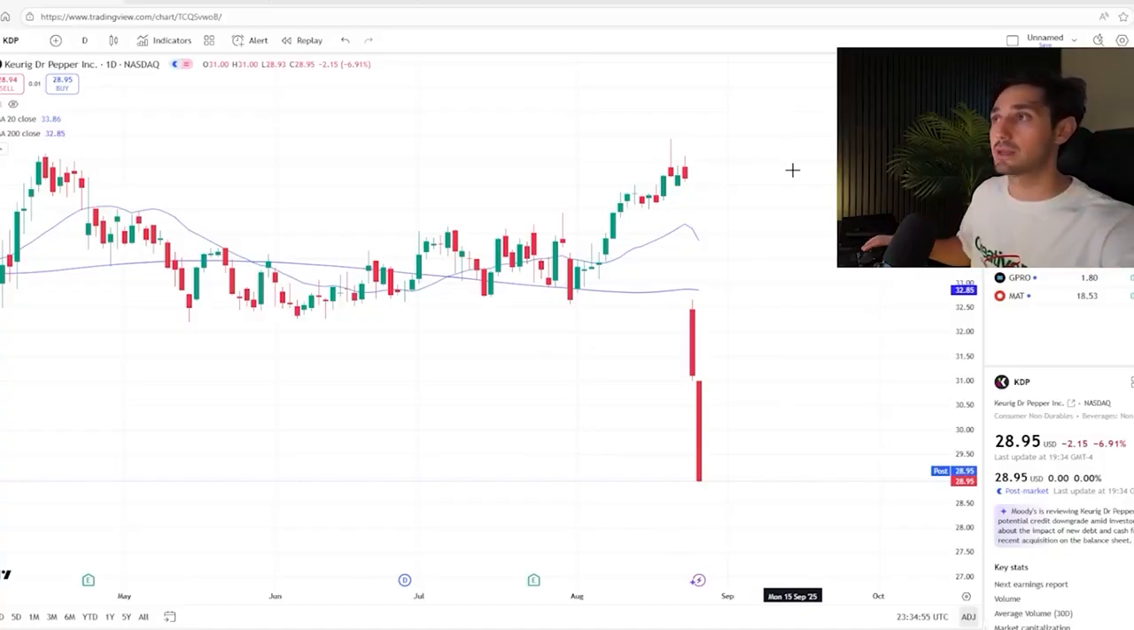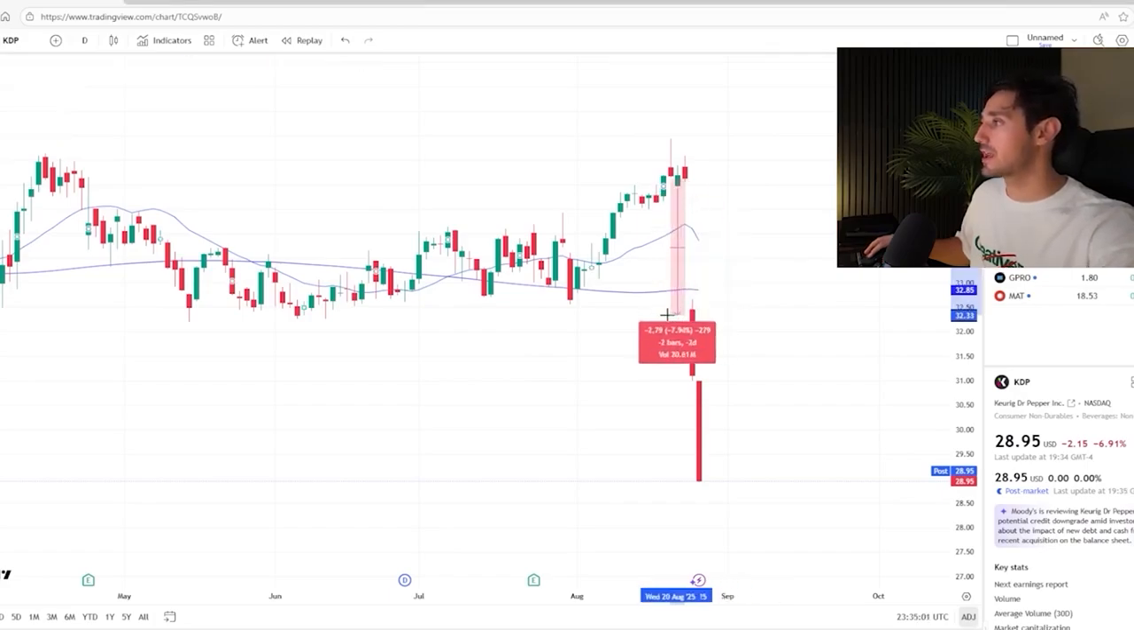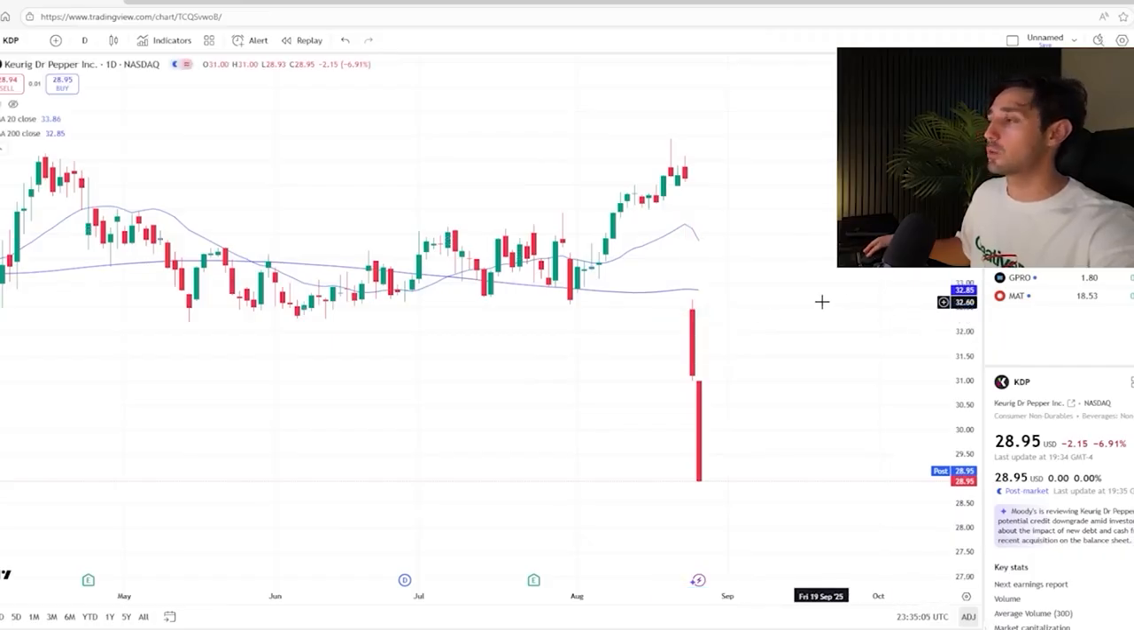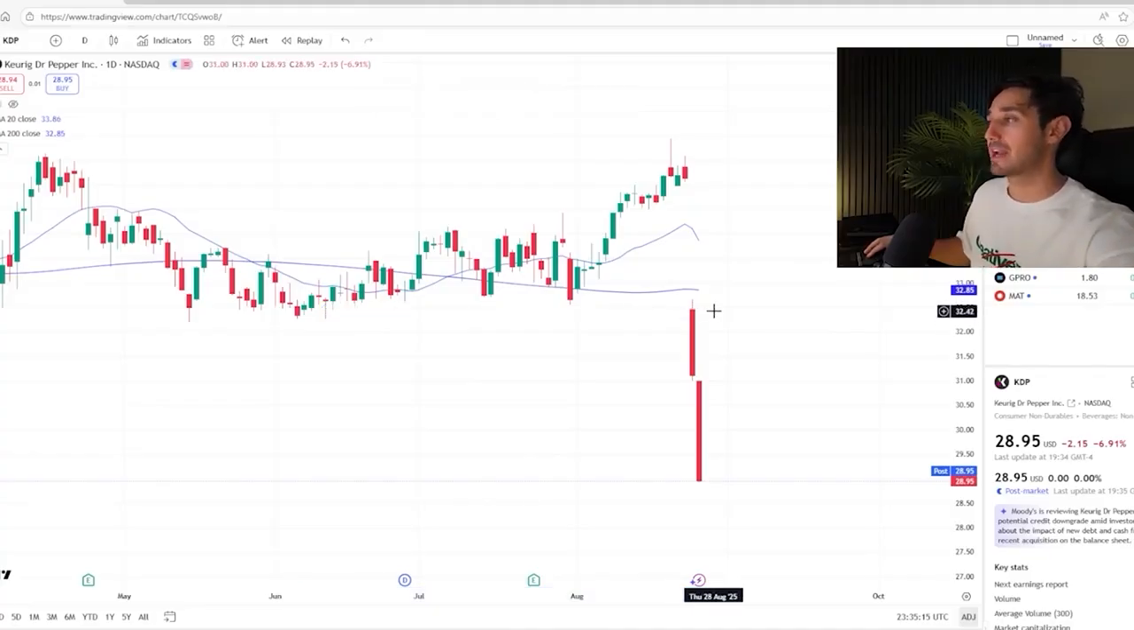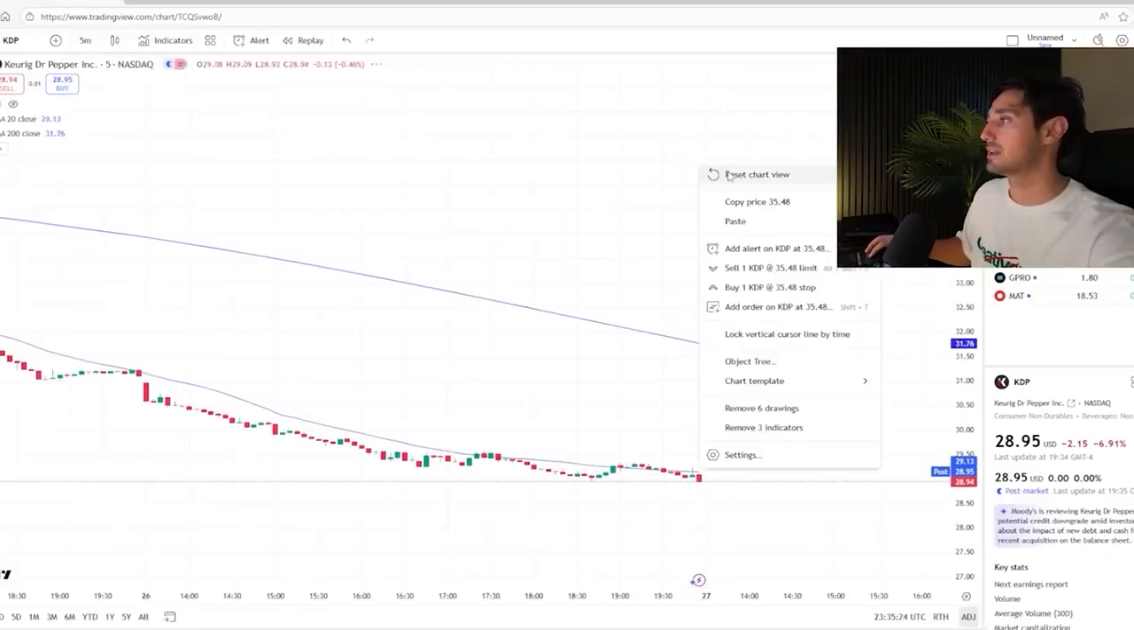Like this KDP, this is Keurig. This had an overnight gap down yesterday where it gapped from $35 and the next day it opened at $32.50. And notice how we gapped directly below the 200 and how we opened below all of this support. So I was going into yesterday with a bearish bias, and I actually really like gaps that open below the 200. But let's take a look at the 5-minute time frame.